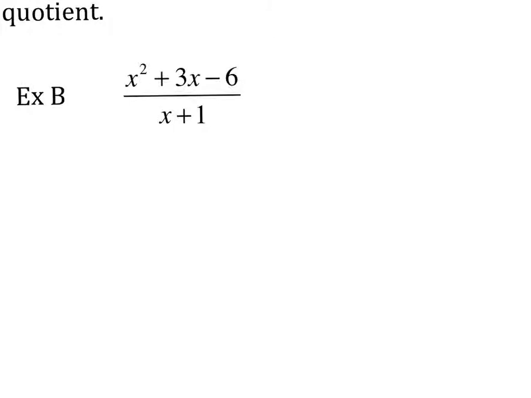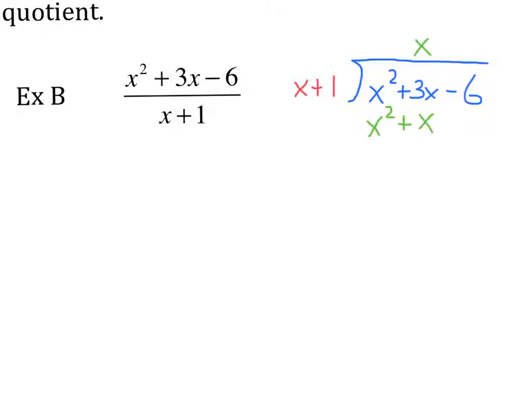Notice that example B here, it's still the same question. It's saying take this polynomial and divide by x plus 1. So let's put our dividend inside the box and put the divisor outside. And I ask myself, how do I get from x to x squared? I need to multiply by x. So I distribute this x to the x and the plus 1, and I get x squared plus x.